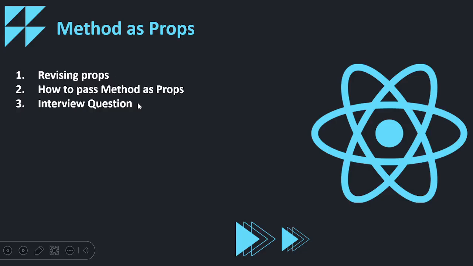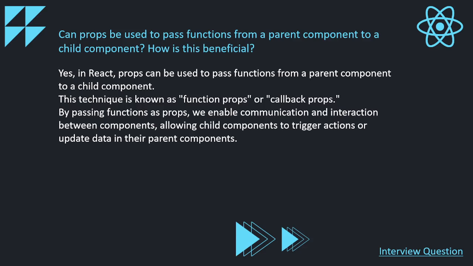The interview question that you can get on this topic is: can props be used to pass functions from a parent component to a child component? How is this beneficial? Yes, you have to answer this as yes. In React, props can be used to pass functions from a parent component to a child component, and we have seen this. This technique is called function props or callback props. By passing functions as props, we enable communication and interaction between components, allowing child components to trigger actions or update data in their parent components. With this, we have completed our interview question.